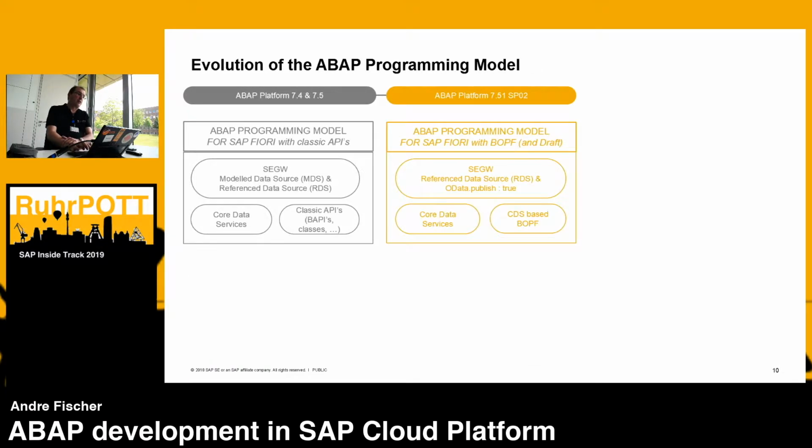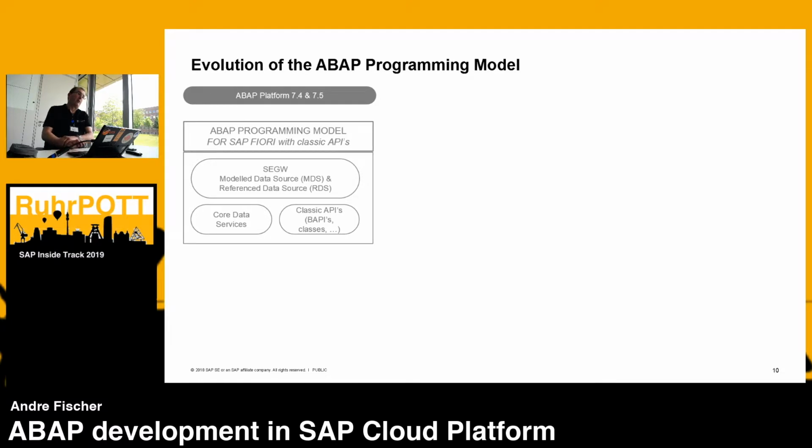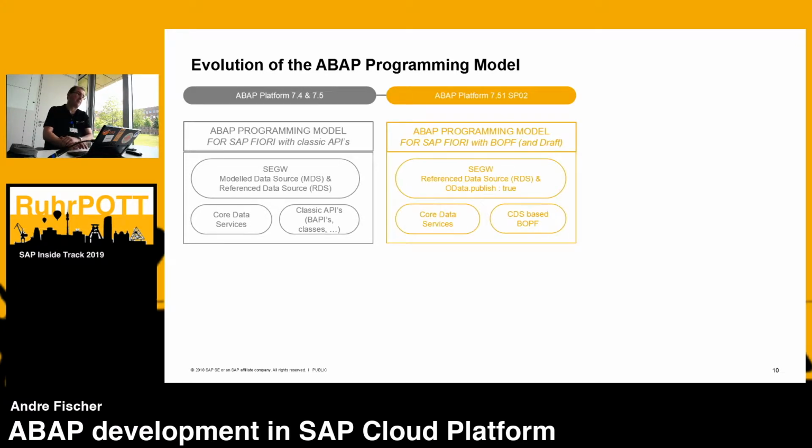So the evolution is there. So the first version of the Fiori programming model is in 740. There you can start with developing CDS views. And with 750, we added even more capabilities there. So you can use core data services for read access, but still have to use classic APIs for write access.